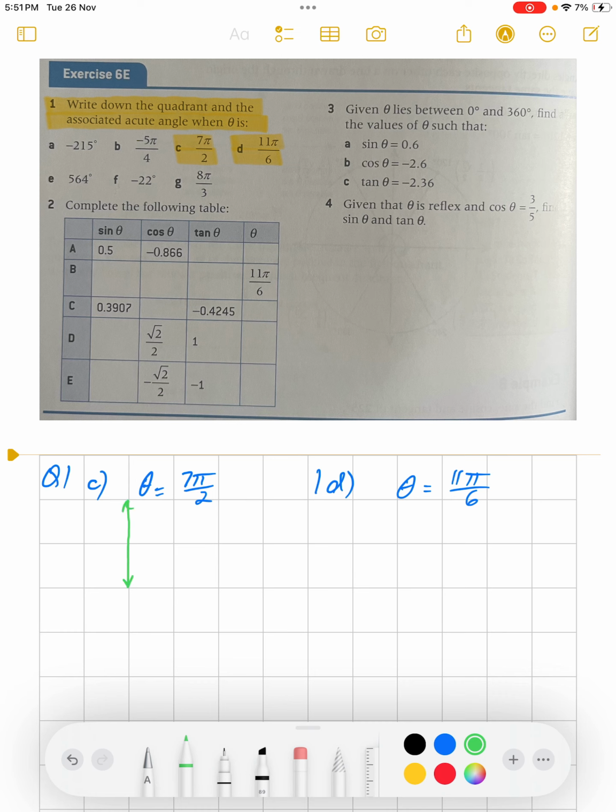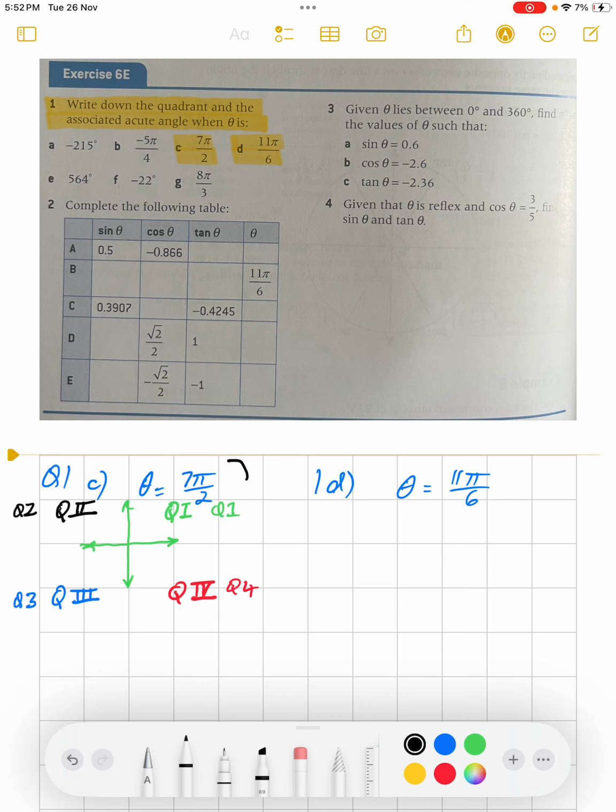We've got our y-axis and we've got our x-axis, and in the first quadrant we call that quadrant 1, and over here call that quadrant 2. I'll use Roman numerals for this question. Quadrant 3, and this is quadrant 4. So you see I've used Roman numerals instead of saying quadrant 1, quadrant 2, quadrant 3, quadrant 4. Okay, so let's look at 7 pi over 2.